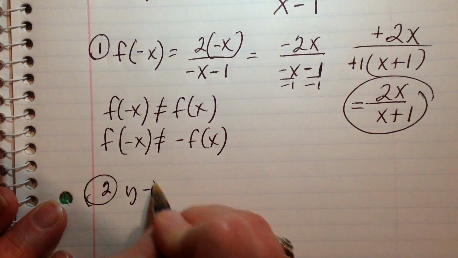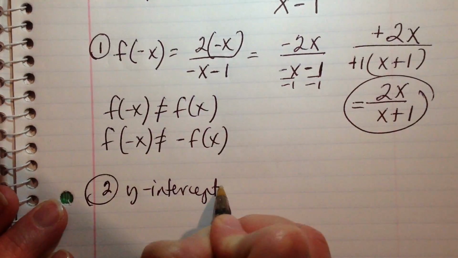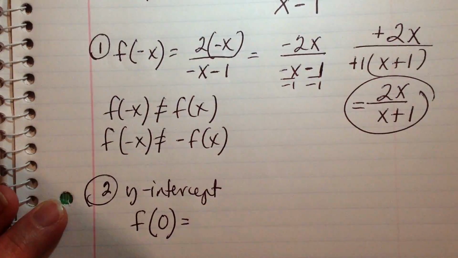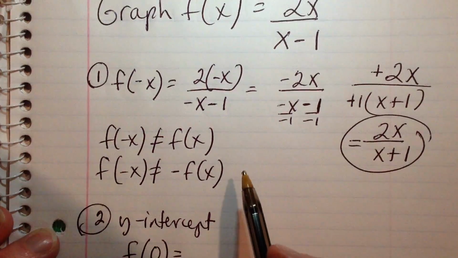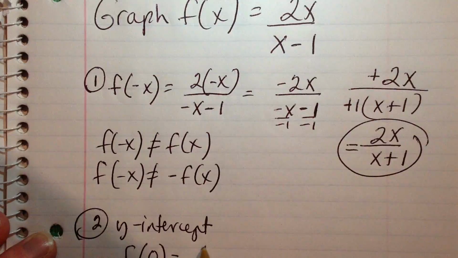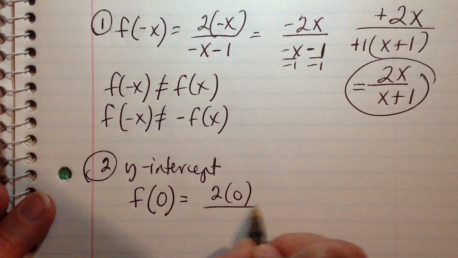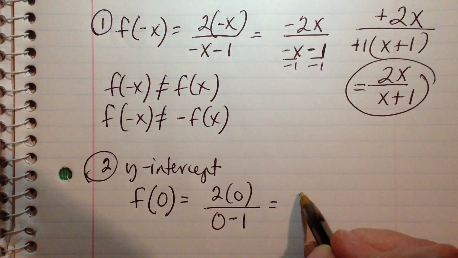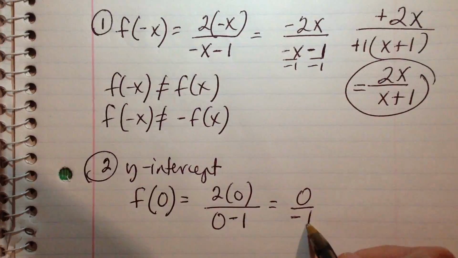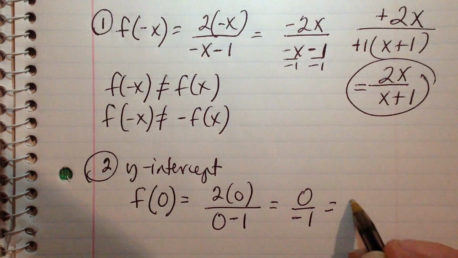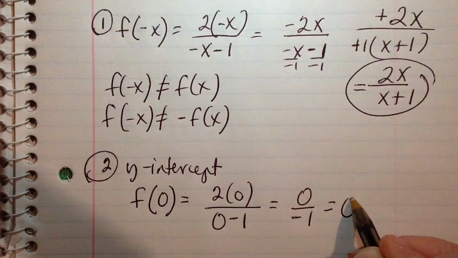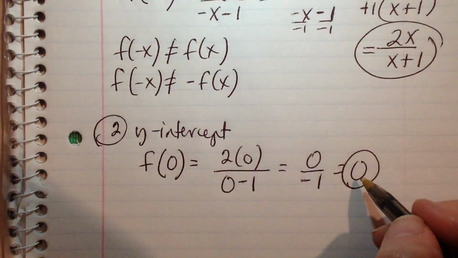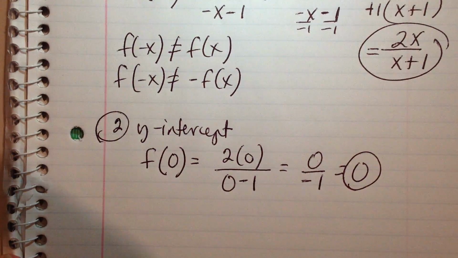Let's determine the y-intercept. To determine the y-intercept, I will replace x with 0. Plugging 0 back into the original problem, I have 2 times 0 divided by 0 minus 1. Well, 2 times 0 is 0, and 0 minus 1 is negative 1. Therefore, I get 0 divided by any number, which is 0. So your y-intercept is 0. It's going to cross the origin.